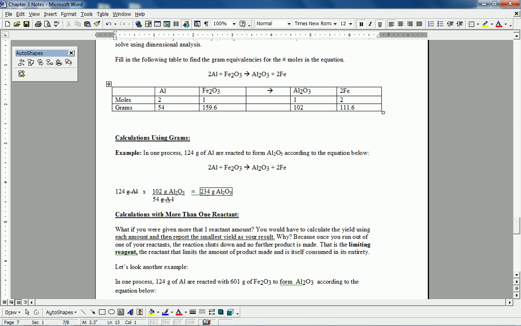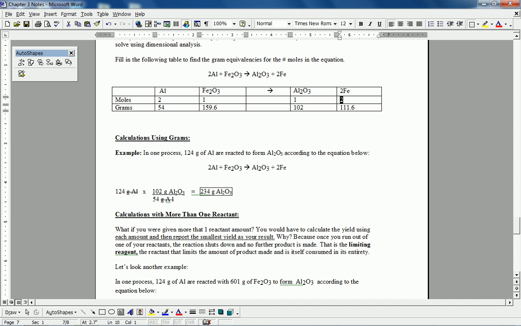So I have, of course, the equation and moles and grams. So, of course, we have 2 moles of aluminum. So in the moles category under aluminum is 2. I have 1 iron(III) oxide, so under moles, I have 1 of the iron(III) oxide. I have 1 aluminum oxide in the equation, so that's 1 mole of aluminum oxide in the table. And 2 moles of iron. So that's 2 moles of iron.